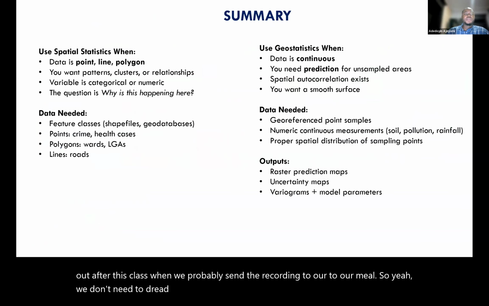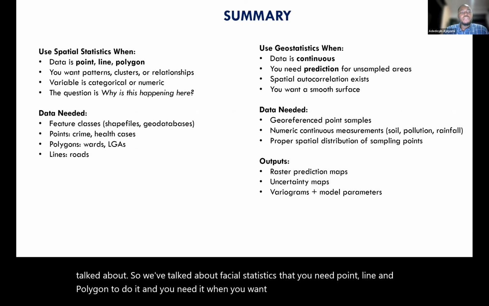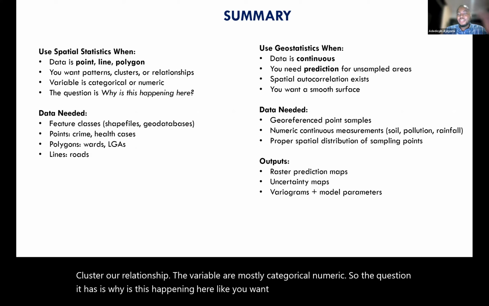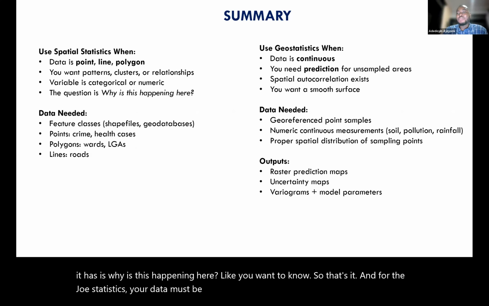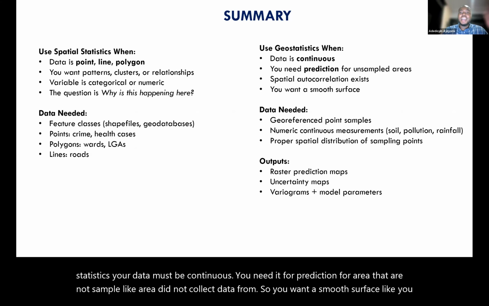Let me just summarize everything we've talked about. We've talked about spatial statistics, that you need point, line, and polygon to do it. You need it when you want to understand pattern, cluster, or relationship. The variables are mostly categorical or numeric. So the question asked is, why is this happening here? And for geostatistics, your data must be continuous. You need it for prediction for areas that are not sampled, areas they did not collect data from. So you want a smooth surface, to understand the surface and how it is.